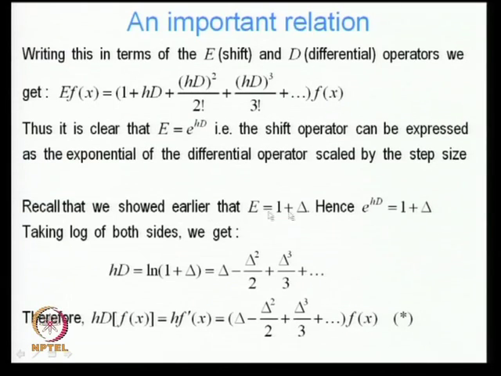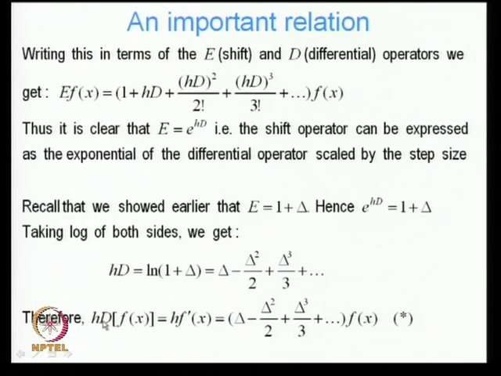Recall that we showed earlier that the shift operator is actually 1 plus the forward difference operator. We showed that, right. So, this means that e raised to the power h D must also be equal to 1 plus delta. We take log of both sides. Log of e to the power h D is equal to h D. Log of 1 plus delta, I can expand in series, and I get delta minus delta square by 2 plus delta cube by 3 and so on and so forth.